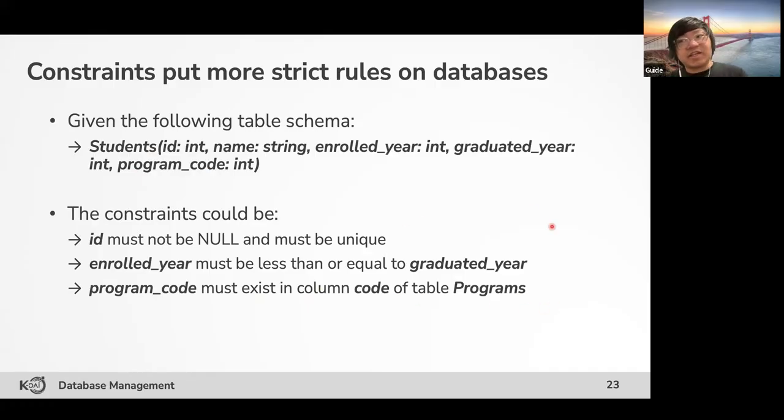So these are what we call constraints. As a spoiler, the first one, ID, that must not be null and must be unique, is a constraint that we call a primary key constraint. For enroll year and graduate year, the rule that one must be less than the other is, in typical database software, called a check constraint. The last one, where a value in this column must exist as a value in a certain column in another table, we call a foreign key constraint. Okay, but we'll talk about it later. Alright, on to the next step.